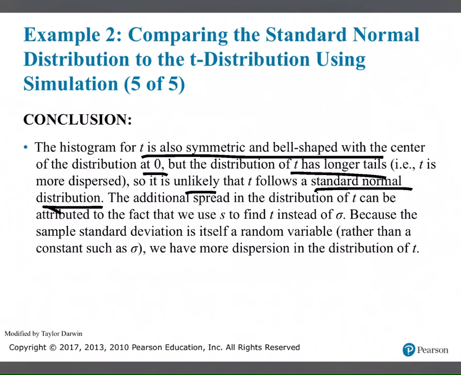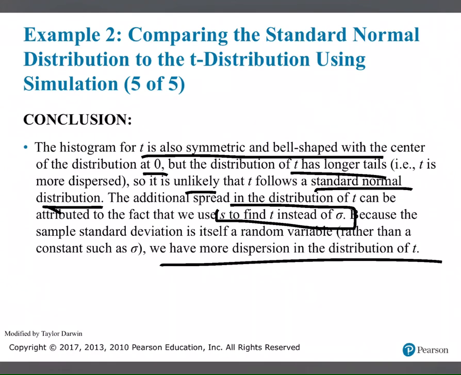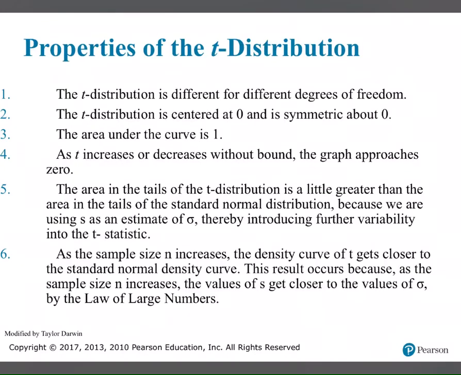The extra spread in the distribution of T can be attributed to the fact that we use S to find T instead of sigma. So we use the sample standard deviation instead of the population standard deviation to find T. Because the sample standard deviation is itself a random variable, we have more dispersion when we use T instead of Z. Couple properties of T.